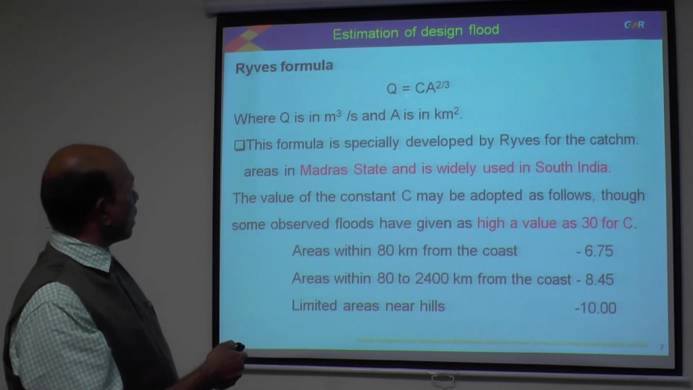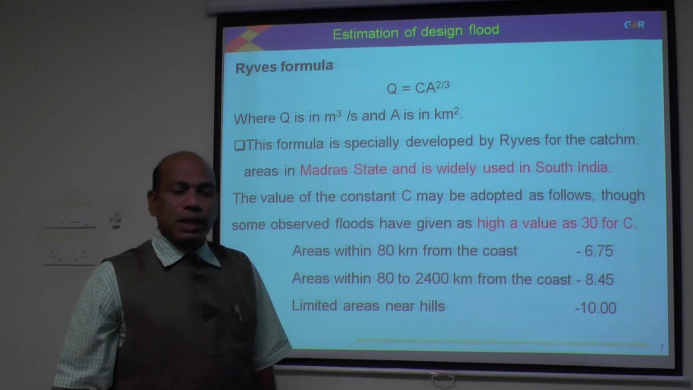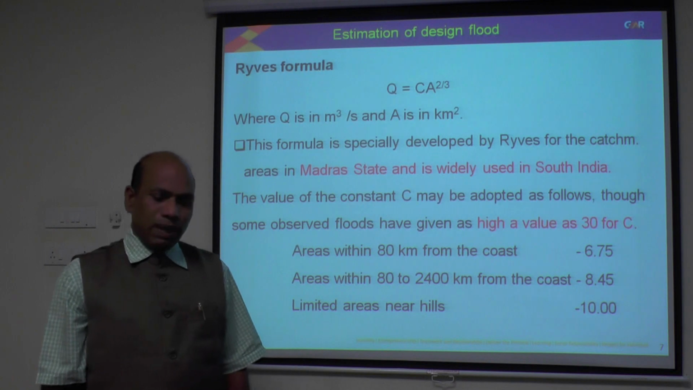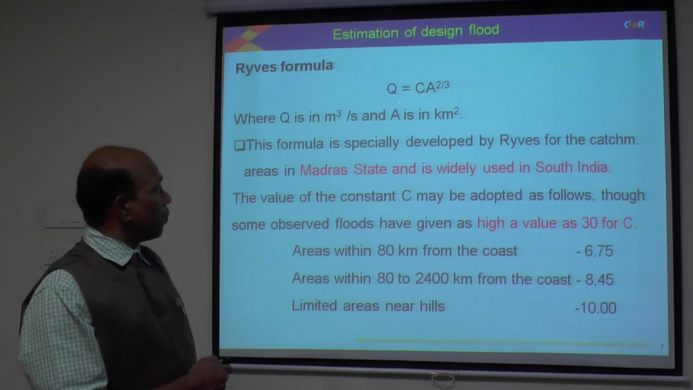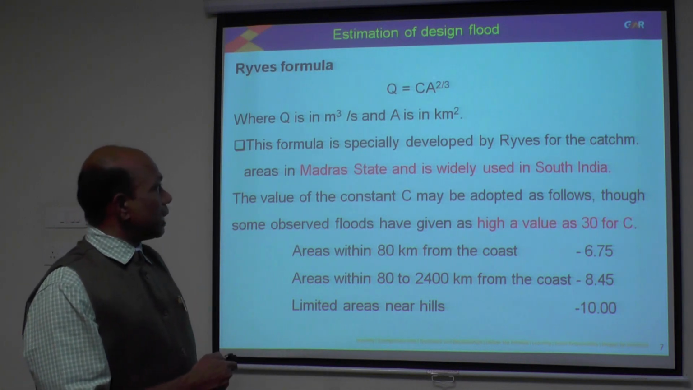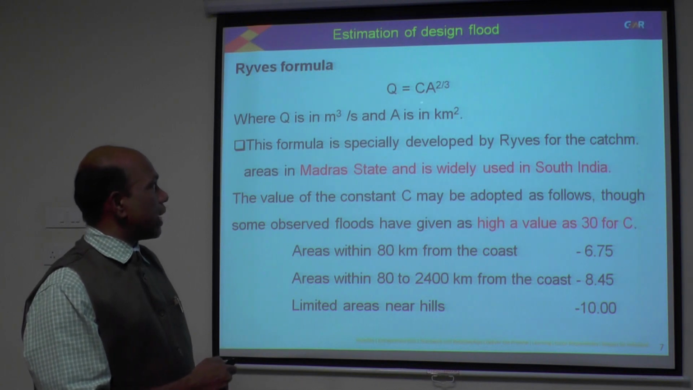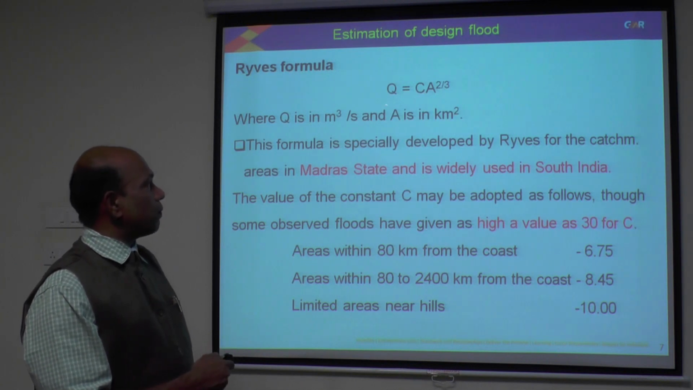And one more formula, Ryves, they have given one formula. They have conducted the experiment in the Madras state catchment area. They have given one formula here, Q is equal to C A power 2 by 3. Earlier Dicken's gave 3 by 4, here they have given 2 by 3, that is the only difference. Here also there is no direct component of intensity of rainfall or rainfall depth.